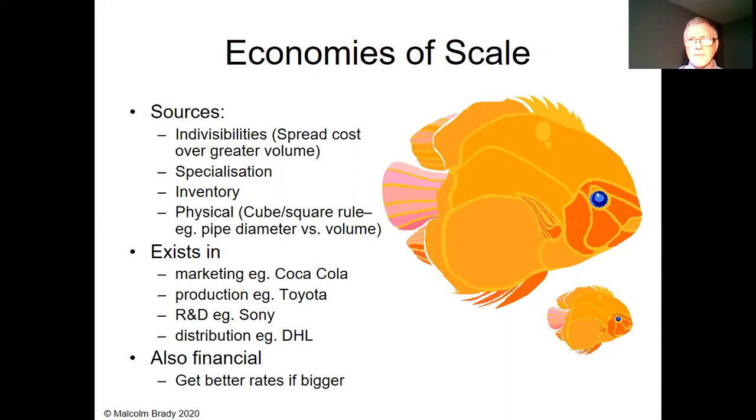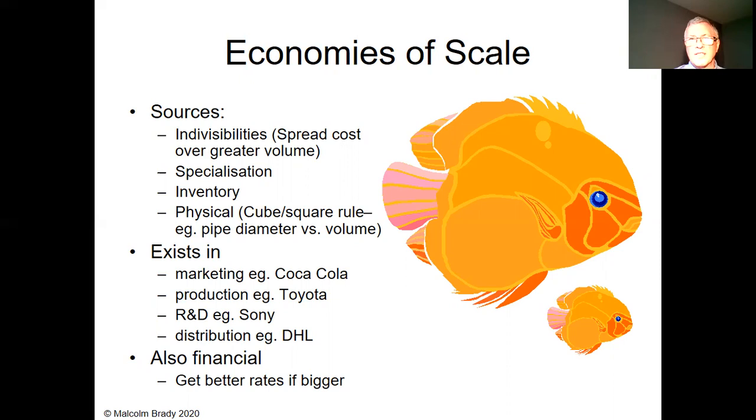Specialization is something slightly different. But again, it's to do with an indivisibility in the sense that larger firms can employ specialists. So a small firm starting off will have a general manager who has to probably do some of the marketing, who has to do some of the research and development, some of the HR work, some of the operations work. So the general manager is doing all of these kinds of things, and he can't be, or she can't be, good at all things.